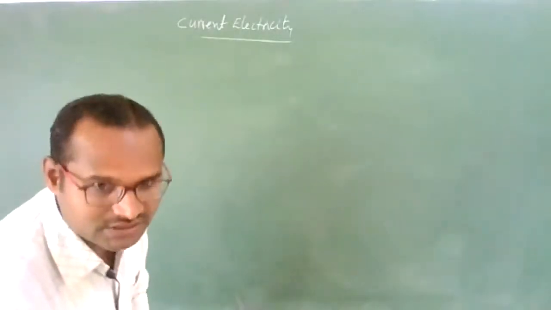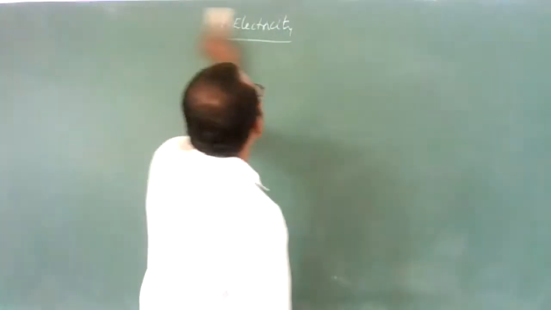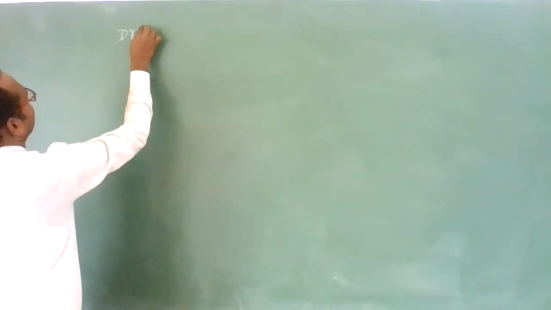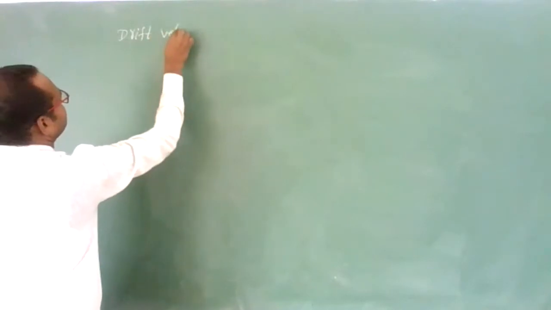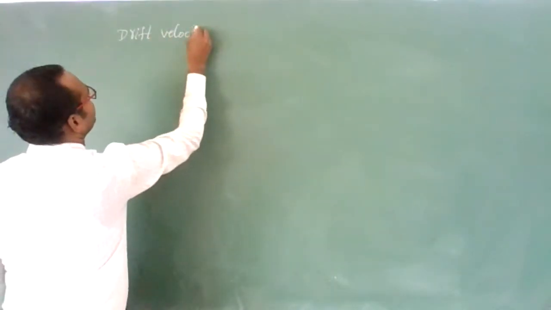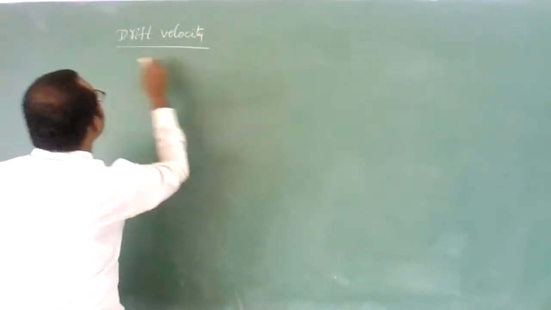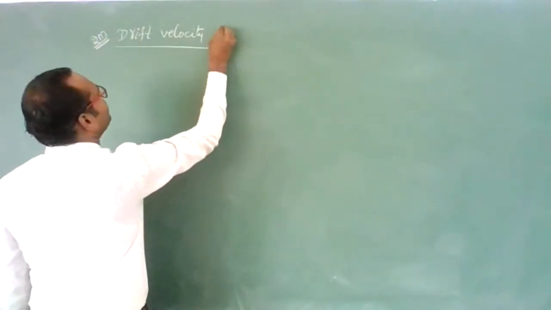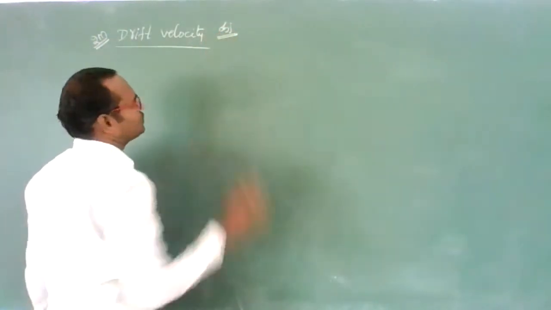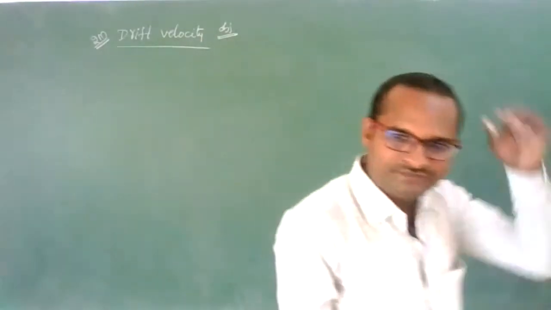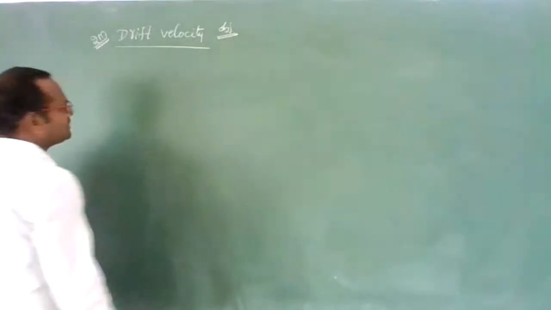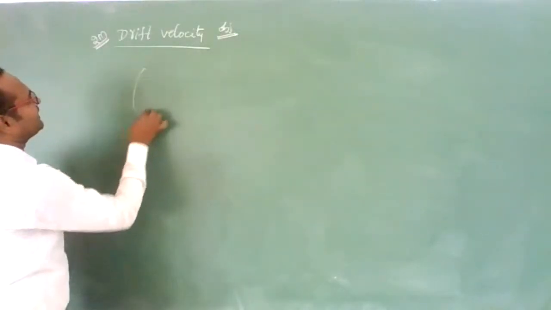Next, students, now we are moving on to a very important concept, that is drift velocity. Students, on this topic, you may get a subjective question for 2 marks, or you may get objective points also. Many objective questions they can frame on this topic. So it is a very important concept. Listen carefully. Let us suppose we are having one conductor.